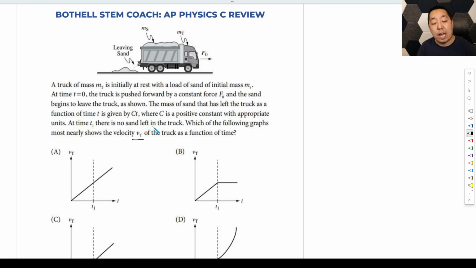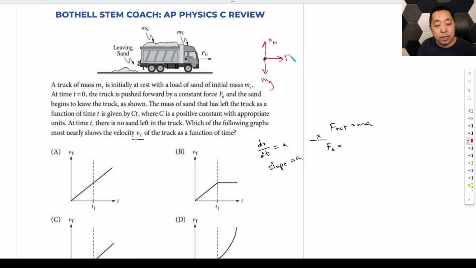So we're thinking about velocity. First of all, a velocity versus time graph. The derivative of velocity is the acceleration, so the slope is going to be the acceleration. And we're going to think about F net equals ma, because we're applying a constant force, with no other forces to the right. If we look at just the x direction, we have our free body diagram. We have mg, a normal force, and then some F0 to the right.